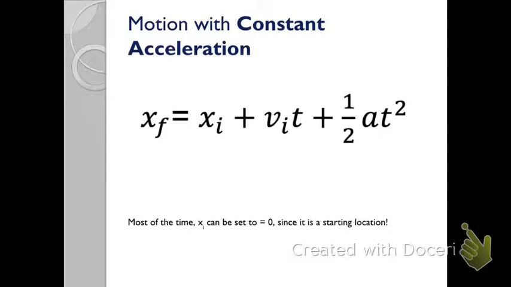So how would I convert that to seconds? Do I divide by 60 or multiply by 60? Multiply. 94.2 seconds. And then it says, how far does it travel? Which means I'm solving for x_f. And that's my question mark.